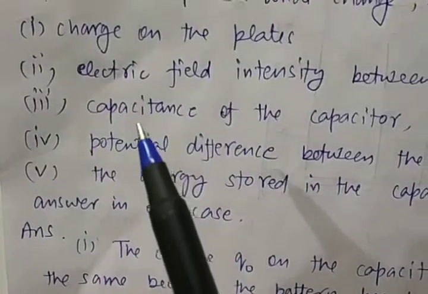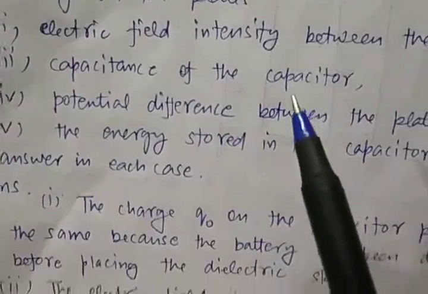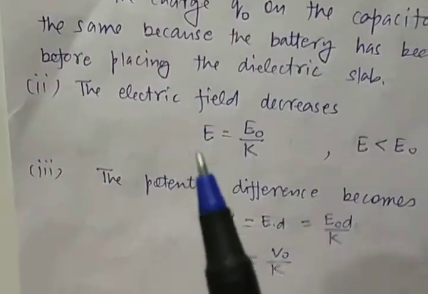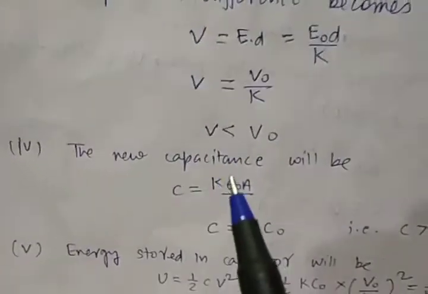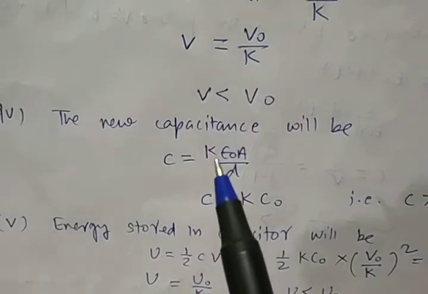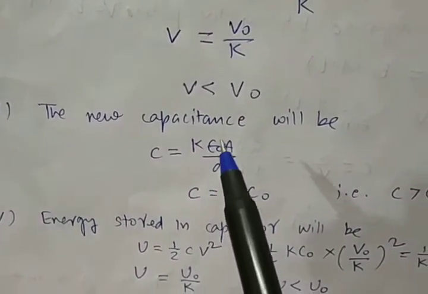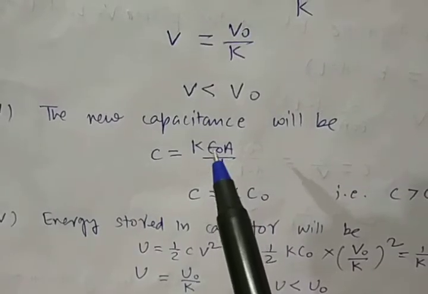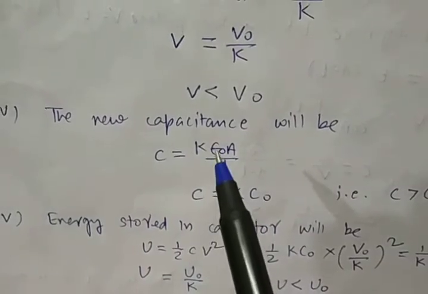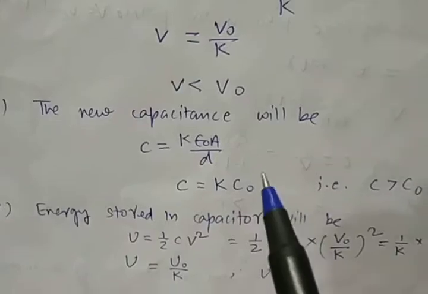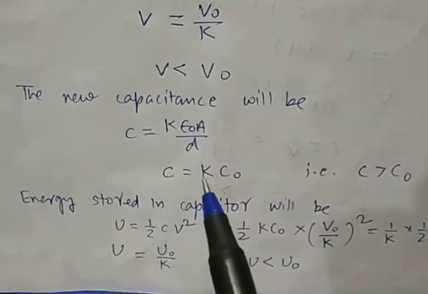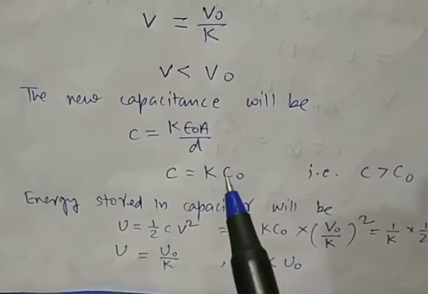Then comes the capacitance of the capacitor. Remember, the capacitance will always increase. Why is it so? Because epsilon naught is replaced by epsilon, meaning K epsilon naught, and K is greater than 1. So the capacitance becomes K times.